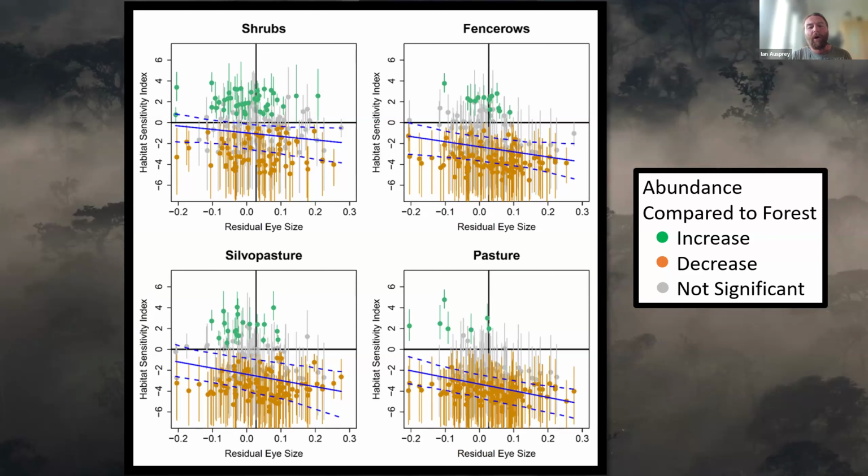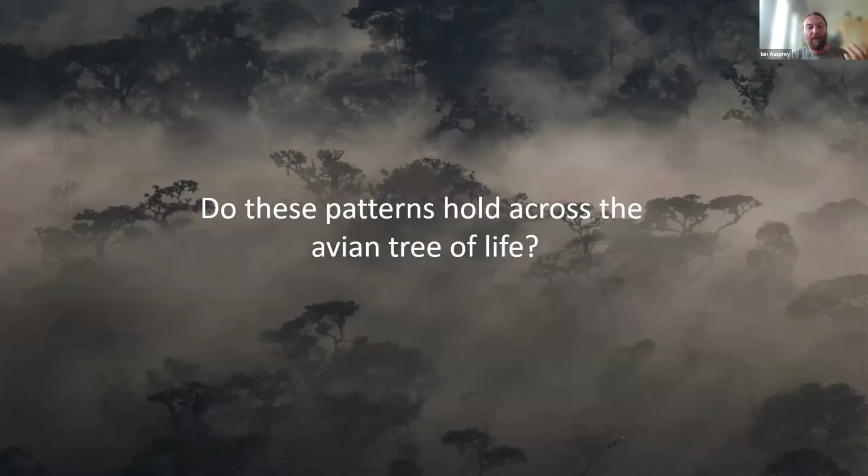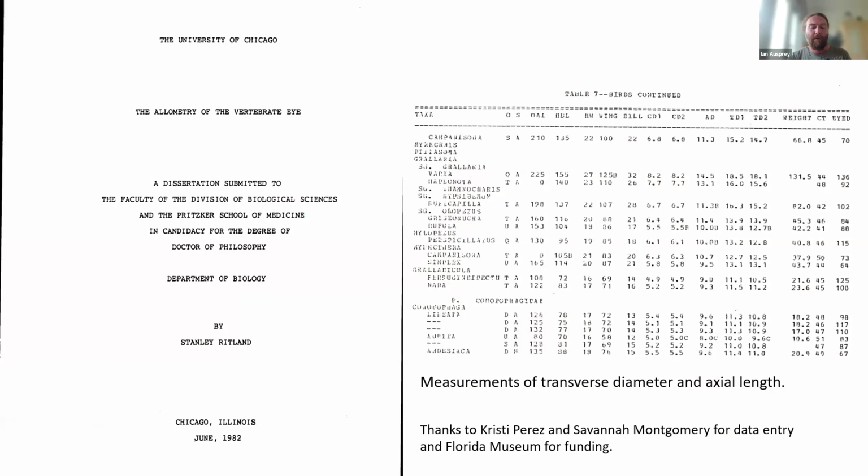So when I was doing this work, which was published in Ecology a couple of years ago, I came across this very interesting opportunity to expand this work to a larger scale and to really ask the question: do these patterns hold across the avian tree of life? And so I came across this unpublished dissertation that was written by Stanley Ritland 40 years ago in 1982. And he basically measured eye size from museum specimens for nearly 4,000 species of birds, or roughly a third of the avian tree of life.